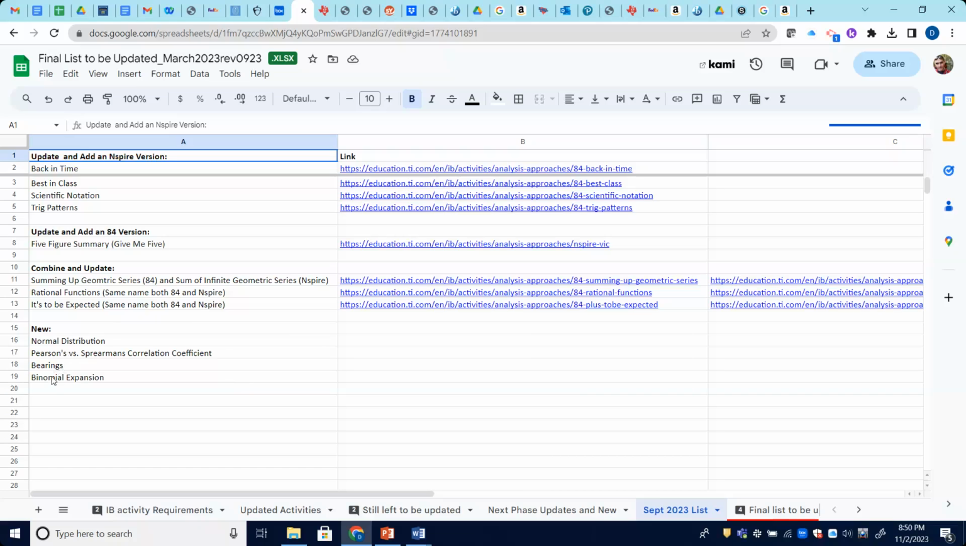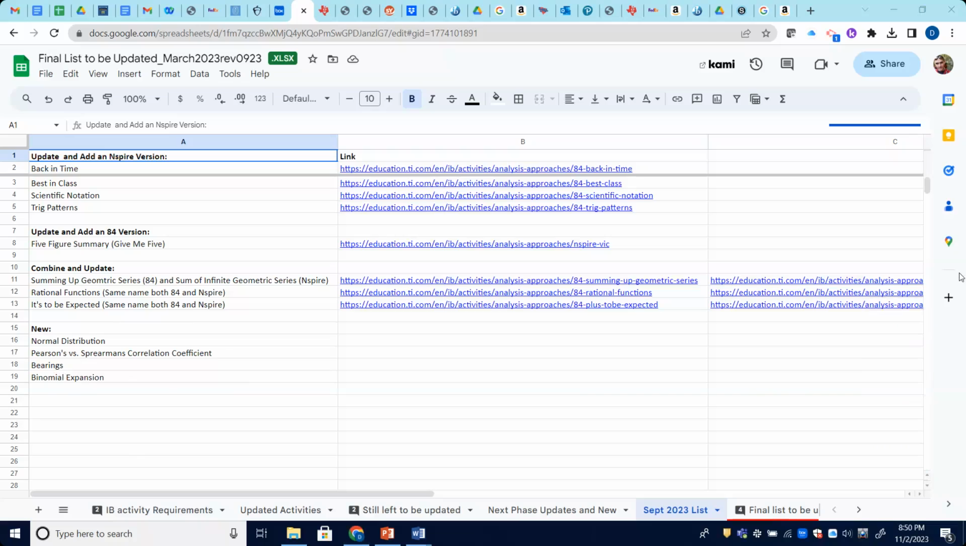And a couple other little ones that were a bit of a struggle: there was a bearings problem that students struggled on, and then binomial expansion. So I'm creating activities for those. So you've got a little peek at my mind, and how I go about doing that.